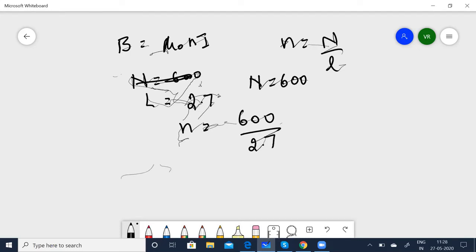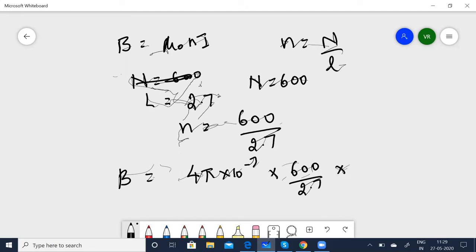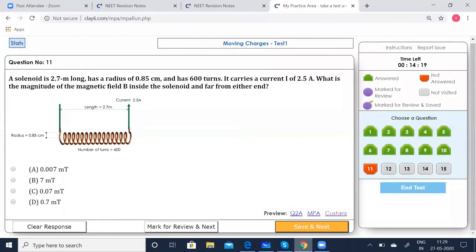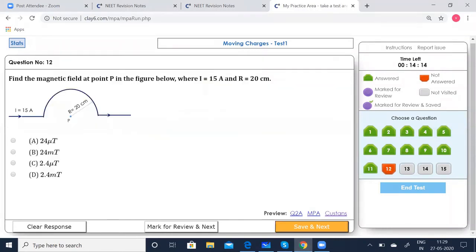Now you can quickly substitute here. B is equal to mu 0, which is 4 pi into 10 to the power of minus 7, into n, which is now going to be 600 by 2.7, into I, which is 2.5. You can calculate that, and this is approximately equal to 0.7 millitesla. Let's see which option is correct. 0.7 millitesla. Option D is correct. Yes. Click that. Go to the 12th one.